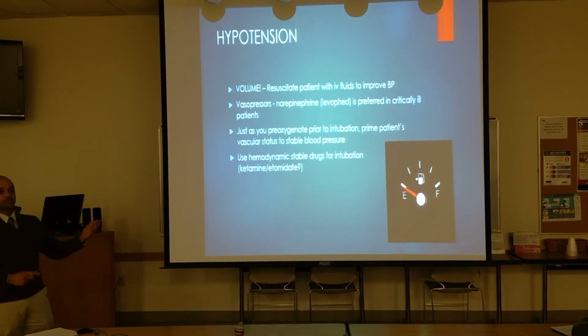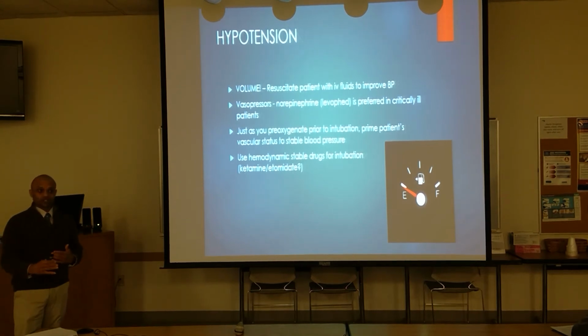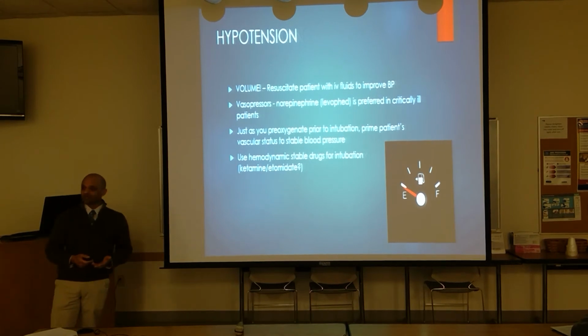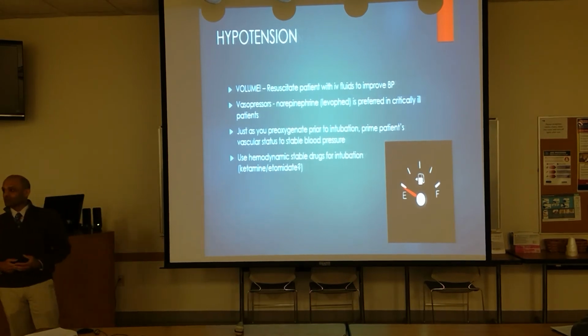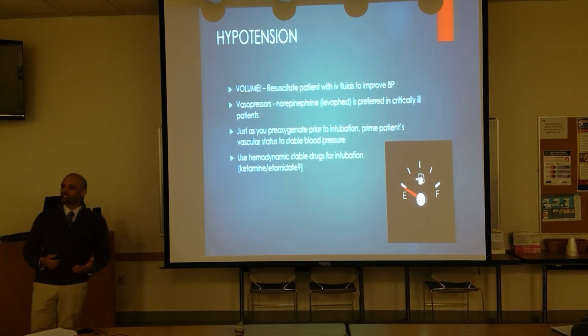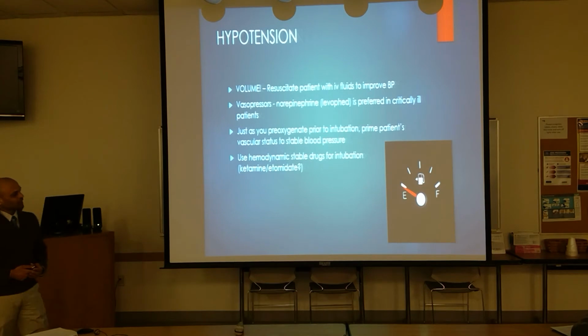So just as you would pre-oxygenate a patient before you intubate them, you get their oxygen levels up to 100%, you need to be priming their blood pressure just the same way to make sure that patient isn't going to arrest on you when you tube them and you drop their pressure down to the 60s, okay? Shouldn't be tubing an unstable hemodynamic blood pressure, okay? And the last thing is the drugs that we intubate with, okay? A lot of these drugs can cause hypotension. So if you got a hypotensive patient, you want to use drugs that are going to be hemodynamically stable, ketamine, etomidate, okay?